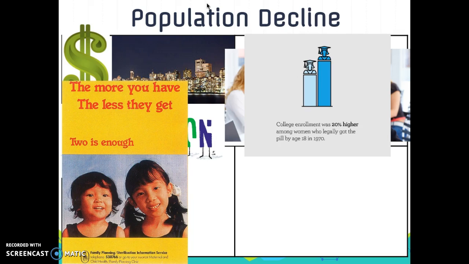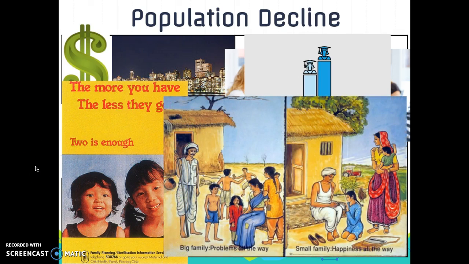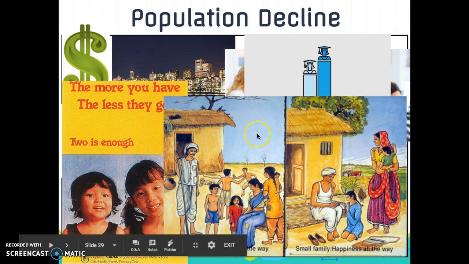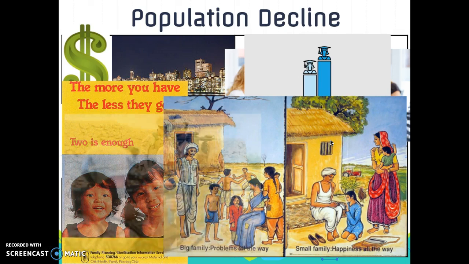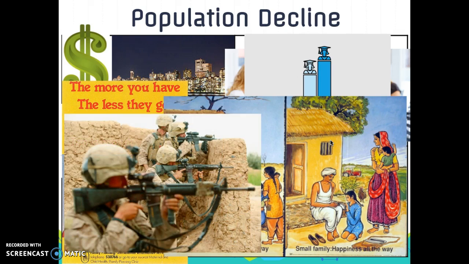So politically, anti-natalist population policies, you can see here, this one says the more you have, the less they get. Two is enough, encouraging their citizens to not have more than two children. And then you can see here this example of propaganda from India: big family, problems are in the way; small family, happiness all the way. Also politically, if there's turmoil or war in a country, obviously we're going to see high crude death rates that is going to result in population decline.